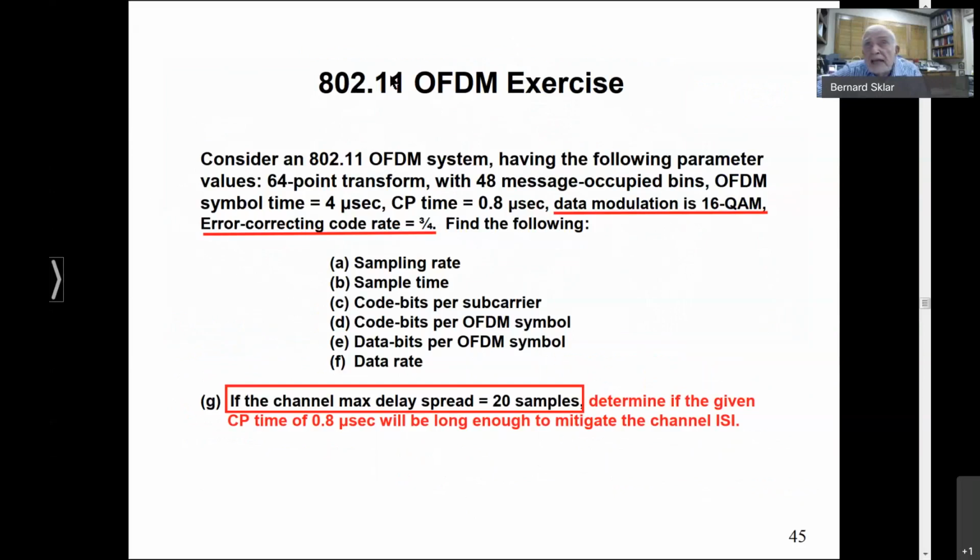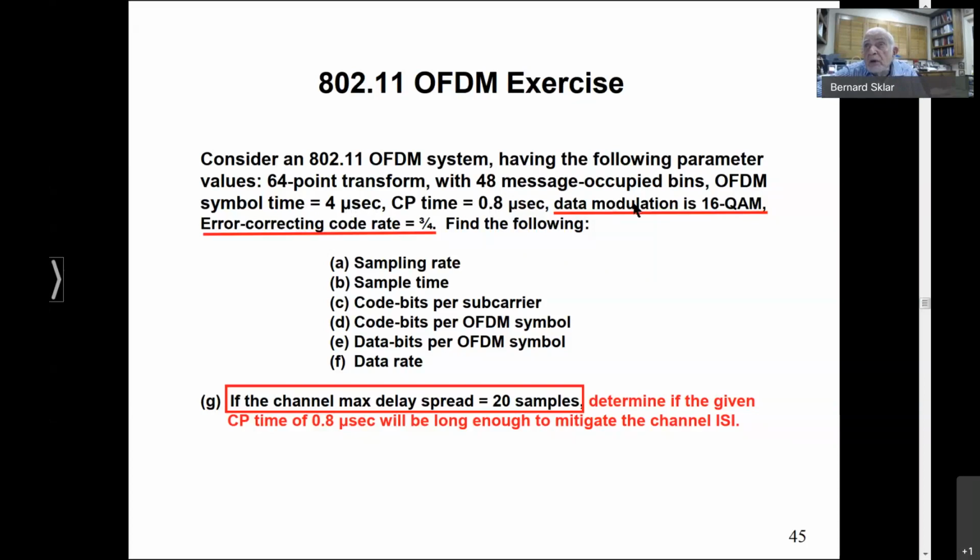In this 802.11 OFDM exercise, consider the system having the following parameters. Say the 64-point transform. I've just given you N. N equals 64. 48 message occupied bins. I've just given you N sub C. OFDM symbol time is 4 microseconds. I basically gave you one of the features of 802.11, its OFDM symbol time. The CP time, you know this also, I'm giving it to you: 0.8 of a microsecond. And the data modulation is 16 QAM.